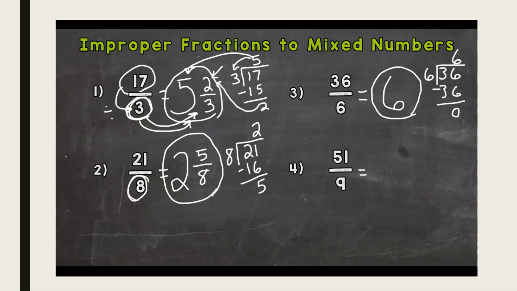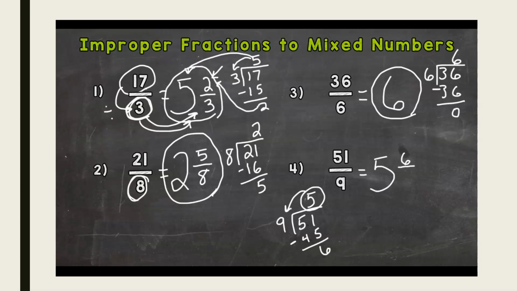Number 4, 51/9. 51 over 9. So we need to do 51, we'll come down here, divided by 9. How many whole groups of 9 in 51? Well, 5. That gets us to 45. If we do 6 groups, that's too many. So 5 times 9 is 45. Let's subtract to see what the remainder is going to be. 51 minus 45 is 6. So we get 5 wholes. We have a remainder of 6. And we keep the denominator the same.